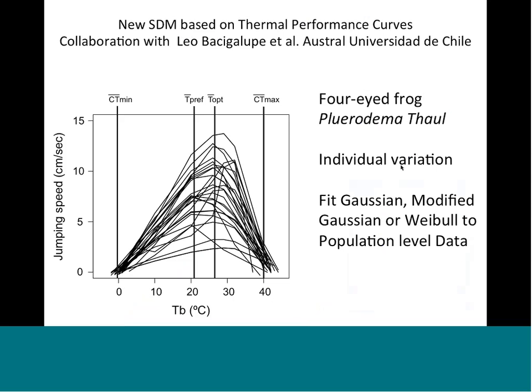Now here, the thermal performance curve has more information. So if this is temperature, we have jumping speed, so we can compute how performance affects the four-eyed frog as the temperatures oscillate on a daily basis. Say in the Atacama Desert, where Leo began his studies, the northern limit of the species range, or in the center of the species range, you see differences in body temperature, because in the Atacama they go down to CT min very closely at night, but they get up to about 32, 33 degrees Celsius. Then we're integrating the area under this curve for jumping speed as temperatures oscillate on a daily basis.